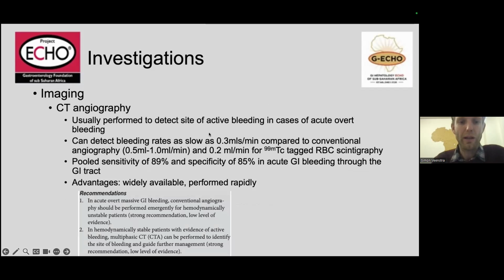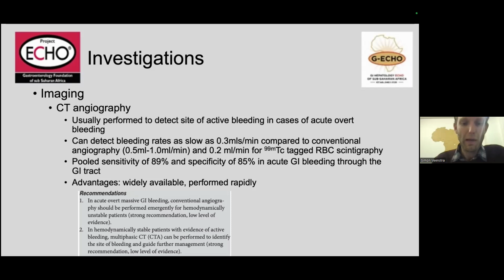CT angio is very good when there's active bleeding. So in cases of acute overt bleeding, they can detect bleeding lesions with rates as slow as 0.3 mL per minute, compared to conventional angiography, which requires a slightly higher rate of bleeding at 0.5 to 1 mL per minute. And they have a high sensitivity and specificity of 89 and 85% when there is acute and active GI bleeding. They're widely available. They're performed rapidly.